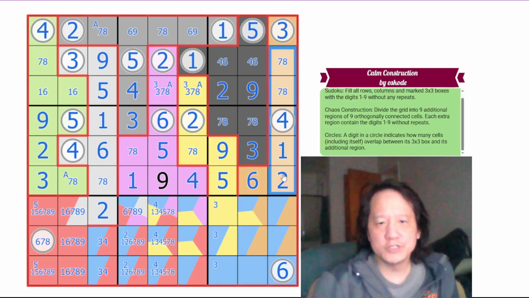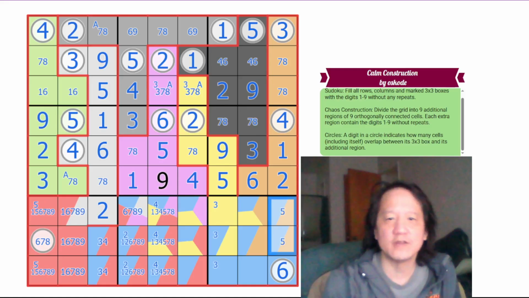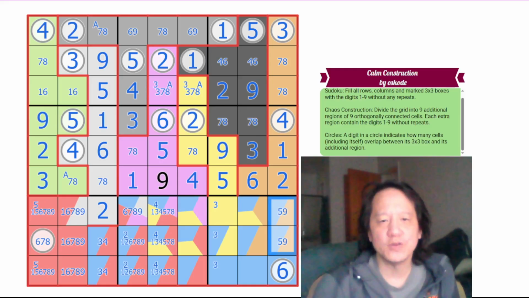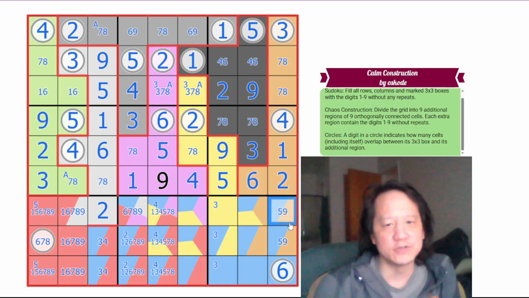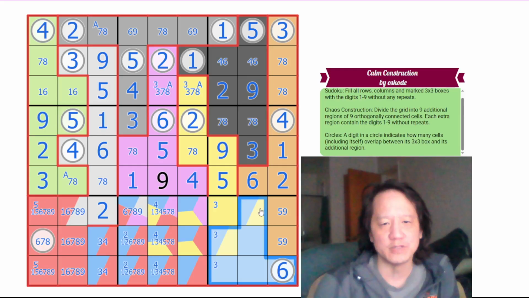The orange needs access to a 5. And it cannot be 5 here, so one of these is 5. This is a 5-9 pair. The orange needs access to 9 also, so both of these are not blue. These are orange, which eliminates orange in the rest of the box. This blue means 6 of the cells in the blue region are also in the 3x3. So this cannot be yellow. This can't be yellow.